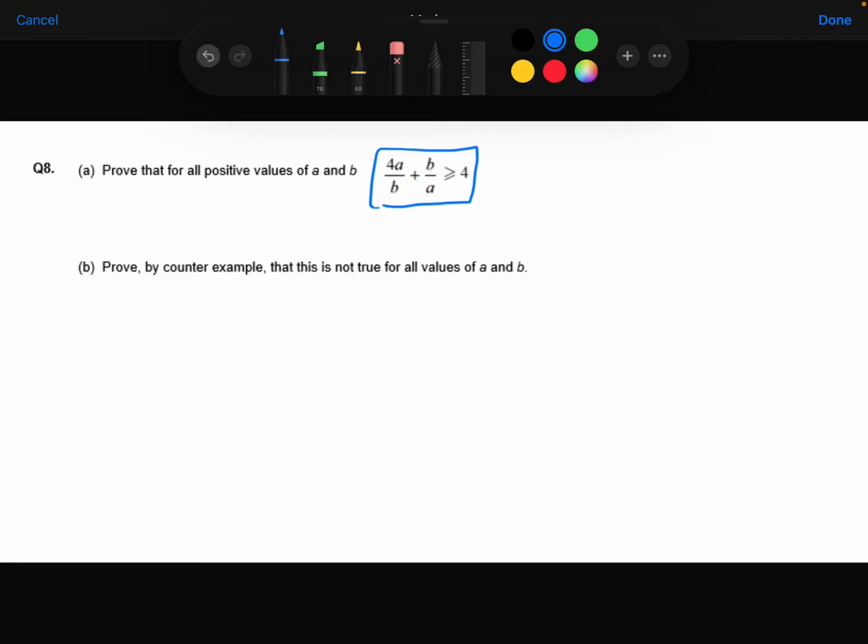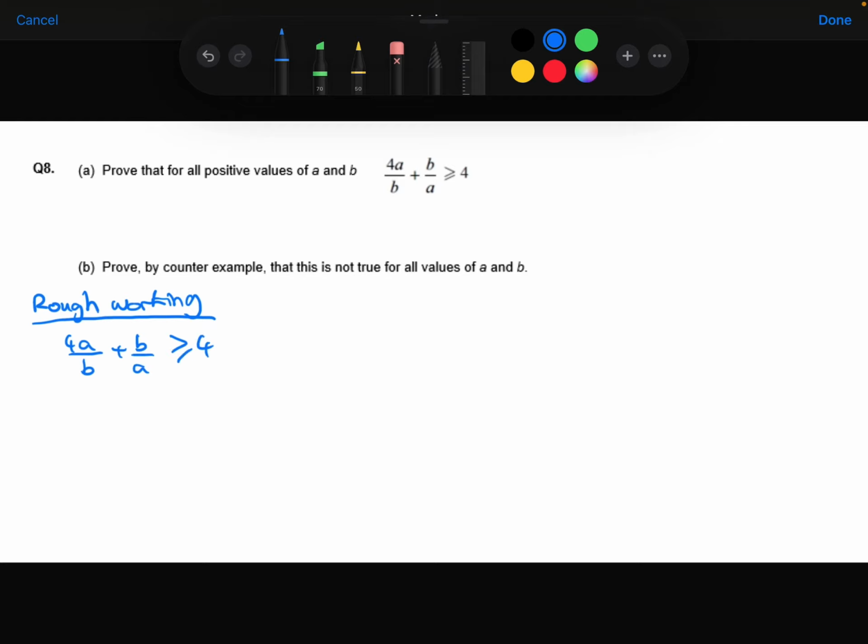I'm going to do some rough working out with the answer, and that will hopefully give me a clue as to how to solve this problem. So I'm going to work backwards from the answer. So starting with 4A over B plus B over A is greater than or equal to 4. What could I do here?